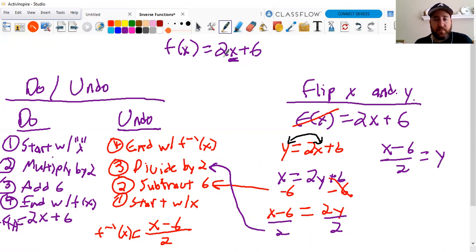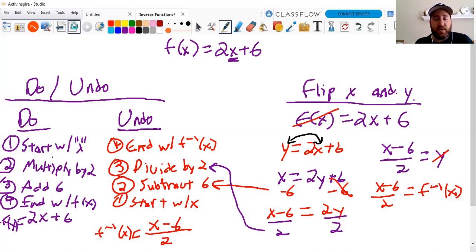And again, if you just want to cross it out and put f negative 1 of x, you can do that. If you want to cross this out and rewrite the whole thing, you can do that. And then even at this point, if you want to flip each side of the equal sign to make it look like that, you can do that too. I got f negative 1 of x equals x minus 6 divided by 2.